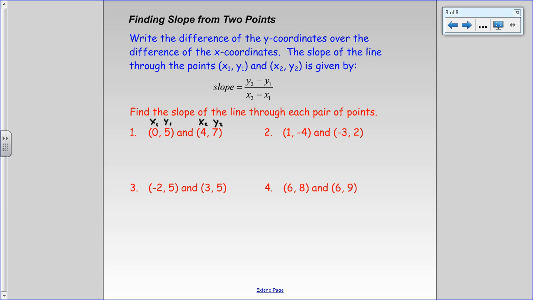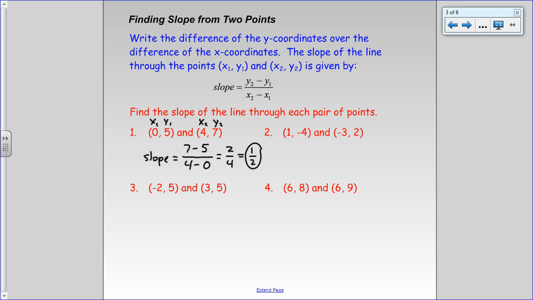is 7. Therefore, using our formula for slope, we take y sub 2, or 7, minus y sub 1, which is 5, over x sub 2, which is 4, minus x sub 1, which is 0. Since 7 minus 5 is 2 and 4 minus 0 is 4, we have the fraction 2/4, which simplifies to 1/2. The slope of the line through these 2 points is 1/2.